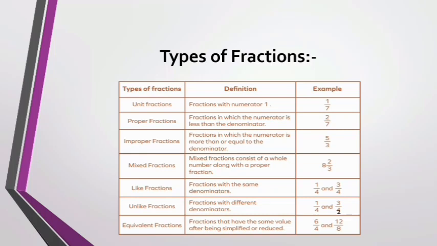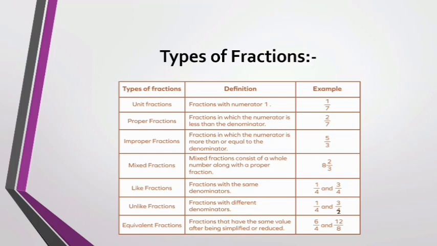Then we have like and unlike fractions. For the like fractions, you need two fractions. Whenever the denominators of two fractions are the same, they are said to be like fractions, and whenever the denominators are different, these are said to be unlike fractions. Now come to the last part, which is equivalent fractions. The equivalent fractions look different, but you can convert them and make them equal by multiplying or by dividing.